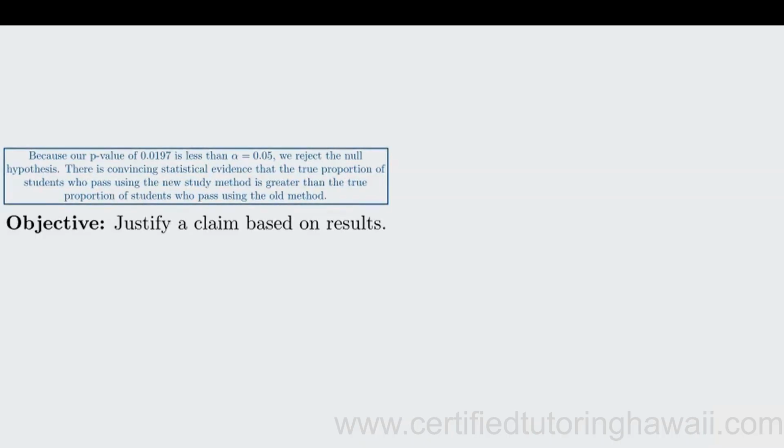Because our p-value of 0.0197 is less than alpha equals 0.05, we reject the null hypothesis. There is convincing statistical evidence that the true proportion of students who pass using the new study method is greater than the true proportion of students who pass using the old method. Notice how we used non-definitive language like convincing evidence rather than saying we proved the new method is better. In statistics, we never prove anything. We only find evidence for or against a claim.